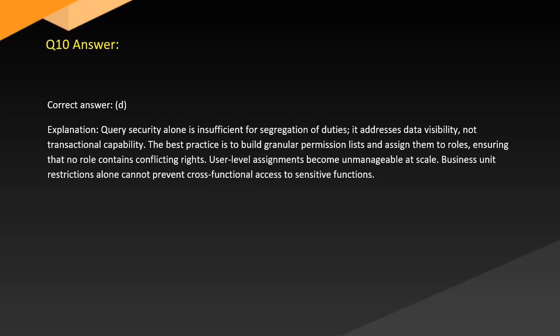Answer. Correct answer: D. Explanation. Query security alone is insufficient for segregation of duties. It addresses data visibility, not transactional capability. The best practice is to build granular permission lists and assign them to roles, ensuring that no role contains conflicting rights. User-level assignments become unmanageable at scale. Business unit restrictions alone cannot prevent cross-functional access to sensitive functions.